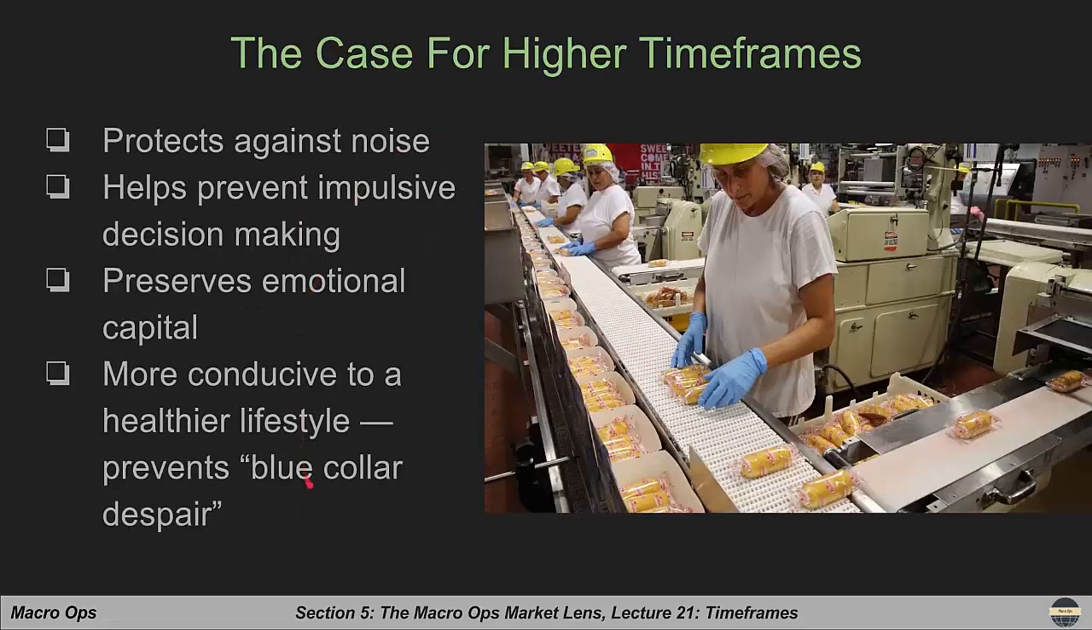So here are additional cases for trading higher time frames, and not everyone's going to trade higher time frames. Some people do enjoy taking a lot of signals and battling in the noisy lower time frames, but here's the reasons why we like the higher time frames. So number one, it protects against noise. We know that you're not susceptible to getting jostled around. It's going to help prevent impulsive decision making, because the candles only print, say, every day or every week or every month instead of every 5 minutes. So you're less susceptible to making an impulsive decision.